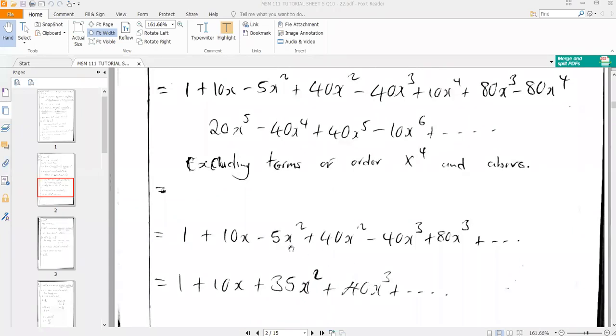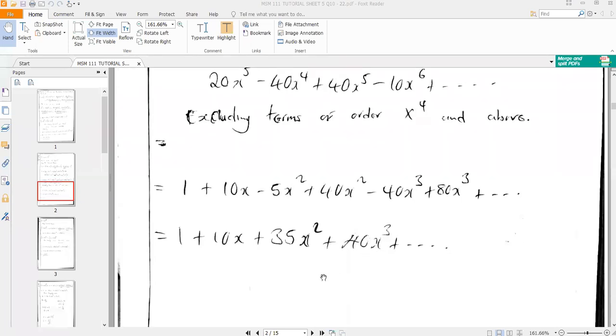So now when you have this expansion, your next job is just to simplify the like terms. Here we have 1, then the 10x is just the 10x there. Then negative 5x squared plus 40x squared will be positive 35x squared. Then negative 40x to the power 3 plus 8x to the power 3, simply negative 32x to the power 3. Then you're done with this expansion. You even get your full marks. Any questions, please?